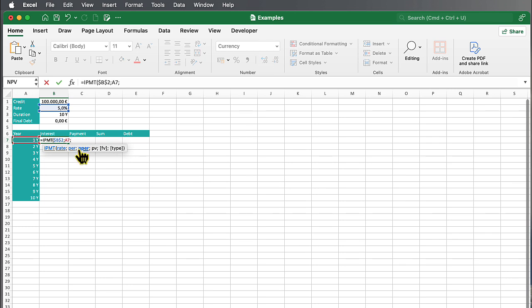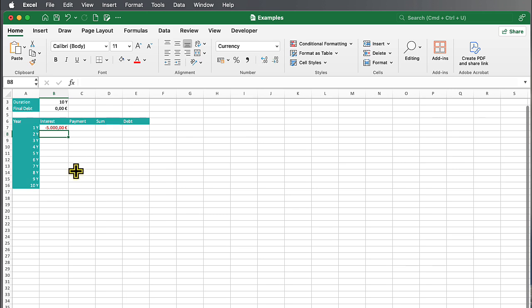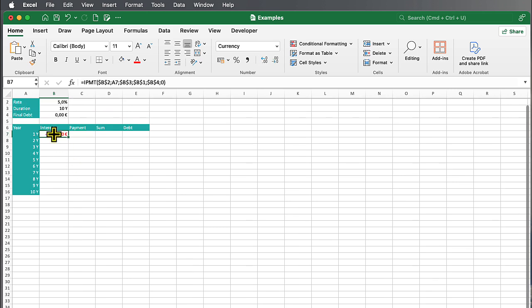We say how many payments do we have? 10. Again, enter dollars. We look at the present value, again some dollars. And we look at our final value, some dollars. And we would like to specify the type, end of period. So what you can see here, it's 5,000 euro at the beginning, but the level of interest is going down because the debt, as we can see later on, is going down as well.